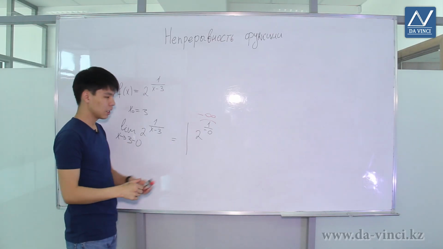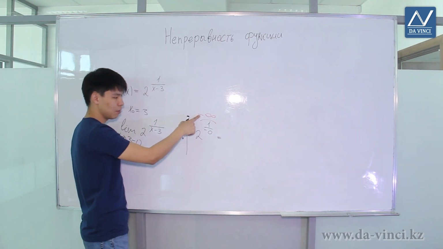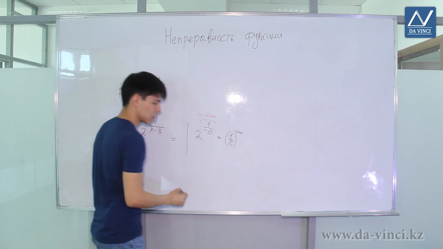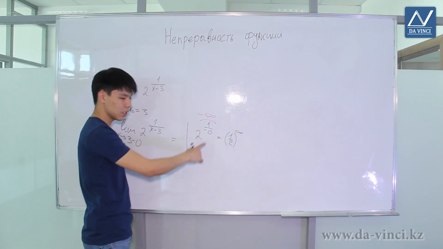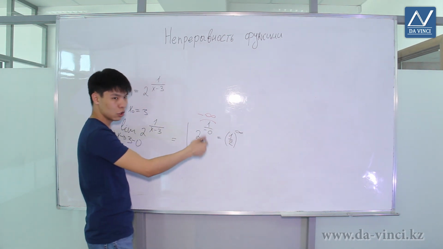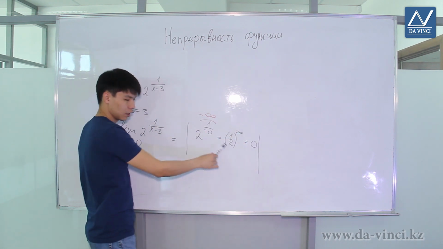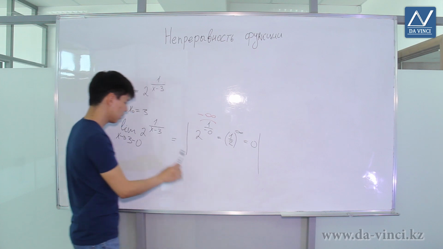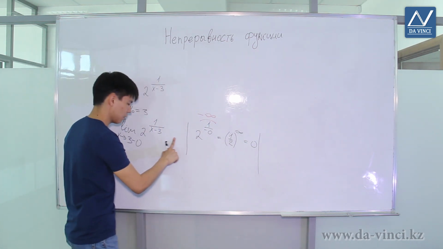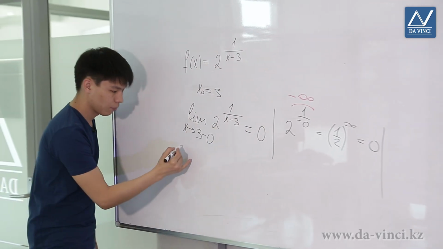2 to the power minus infinity, we can conditionally write it down as follows. 2 to the power minus 1 is 1/2. Like 1/2 to the power of infinity. 1/2 to the power of infinity is 0, because if we constantly multiply 1/2 by itself, the number will keep decreasing, and it will be 0. This is our reasoning. We usually don't write them down. Accordingly, this limit will be equal to 0. That is, the limit from the left is 0.